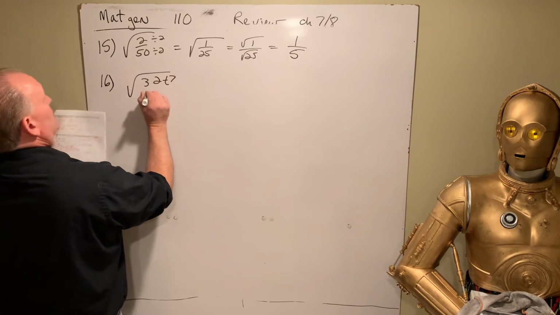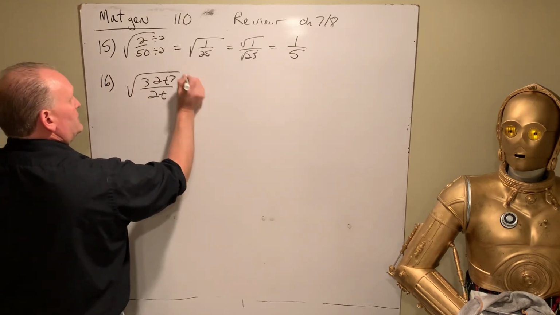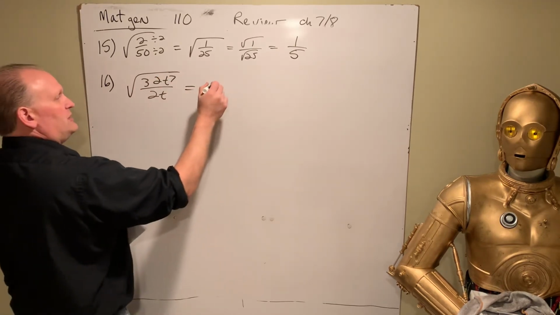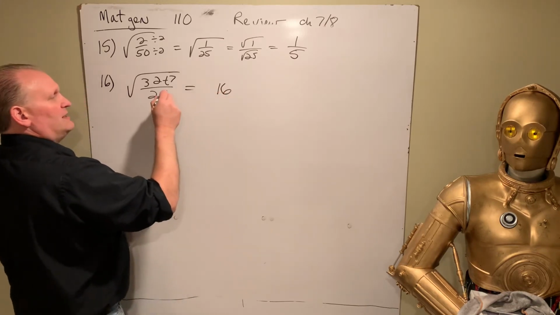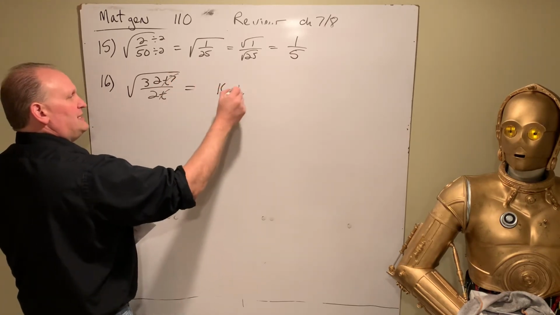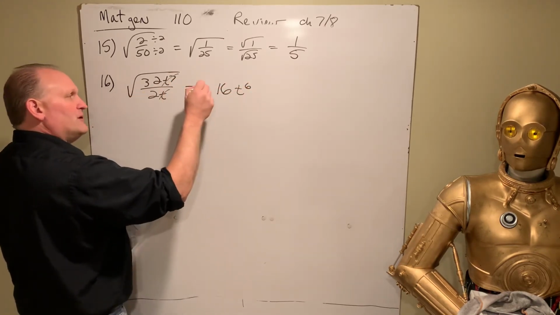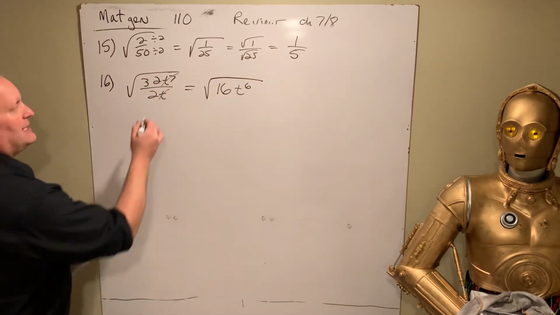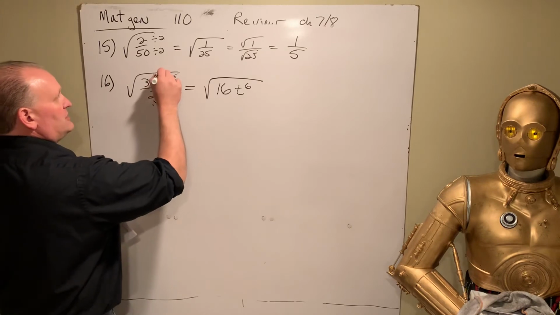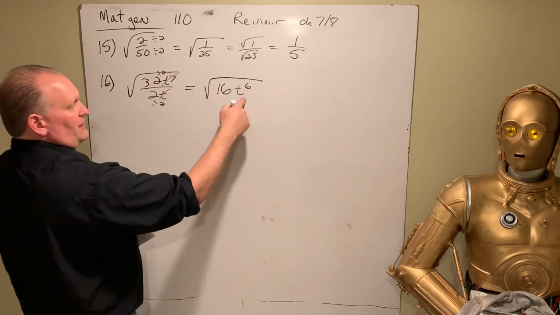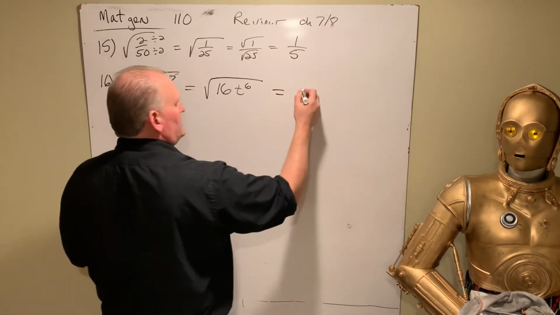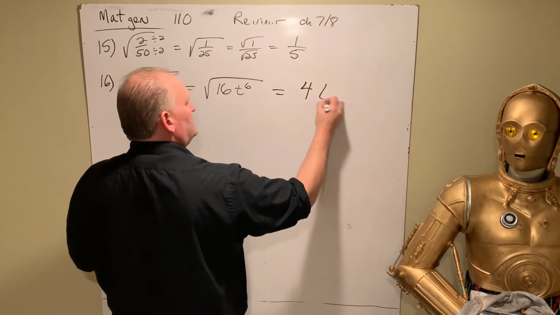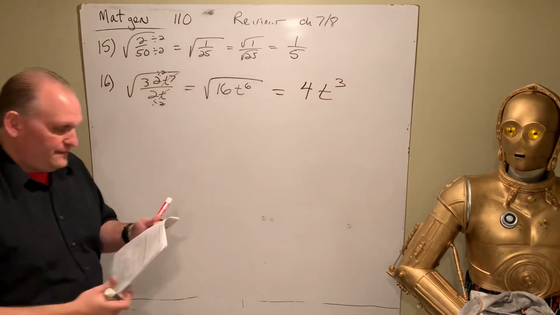2t to the 7th over 2t. So we reduce these. The 2 goes into the 32 16 times. The t's cancel. There's t to the 6th. But now remember, it's under a square root. And this was really convenient because when we reduced it, it reduced into a perfect square and a perfect square. So we just have to evaluate that. That's 4t to the 3rd, and we're done.